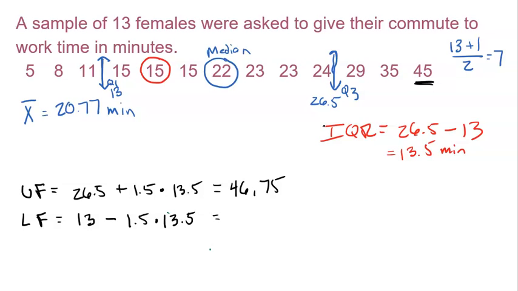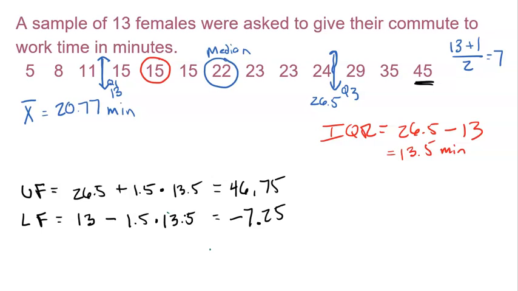All right, same thing for my lower fence, 13 minus 1.5 times 13.5. I get negative 7.25. Now, it doesn't even make sense to have a negative amount of time to get to work, but are there any numbers in this data that are lower than negative 7.25? Absolutely not. 5 minutes is the lowest number, clearly. So 5 is not an outlier either.